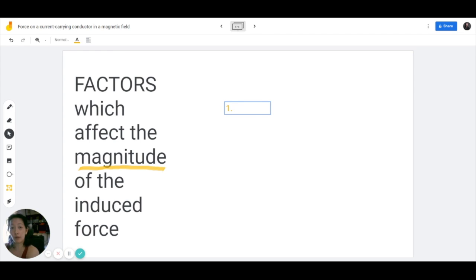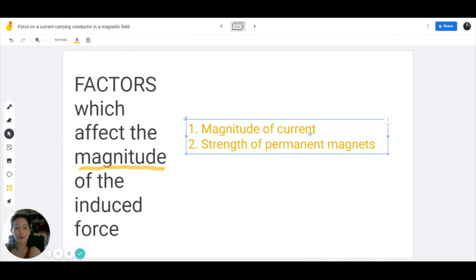the factors for sure will be the magnitude of current as well as the strength of the magnetic fields of the, I fail in my spelling, strength of the permanent magnets. Let me adjust this so that this looks better. There we go.